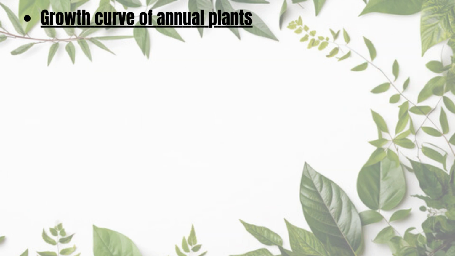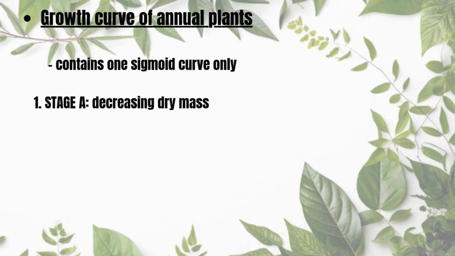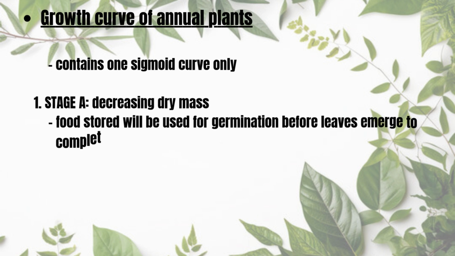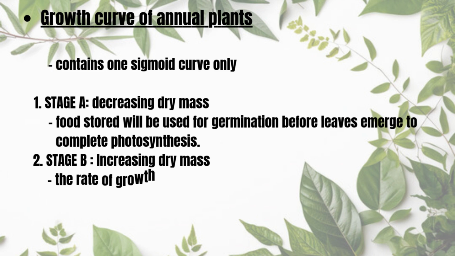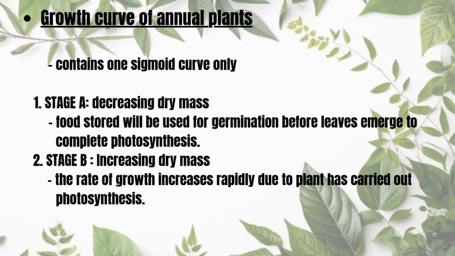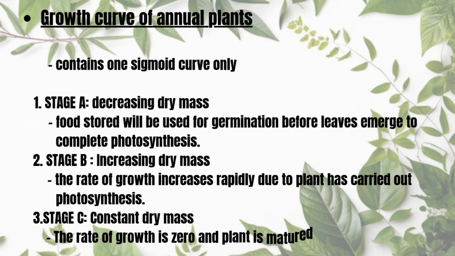Moving on to the growth curve for annual plants. It contains one sigmoid curve only. Stage A is decreasing dry mass. Food stored will be used for germination before leaves emerge to carry out photosynthesis. Stage B, increasing dry mass. The rate of growth increases rapidly because the plant has carried out photosynthesis. Stage C, constant dry mass. The rate of growth is 0 and the plant is matured. Stage D, decreasing dry mass, happens slowly due to a lower rate of photosynthesis.